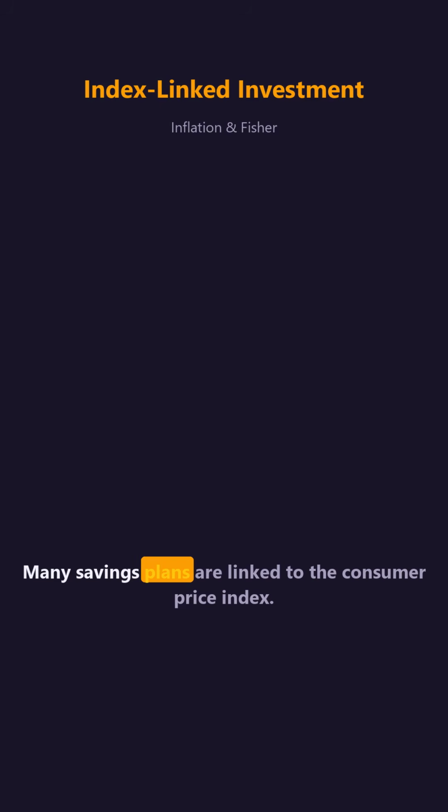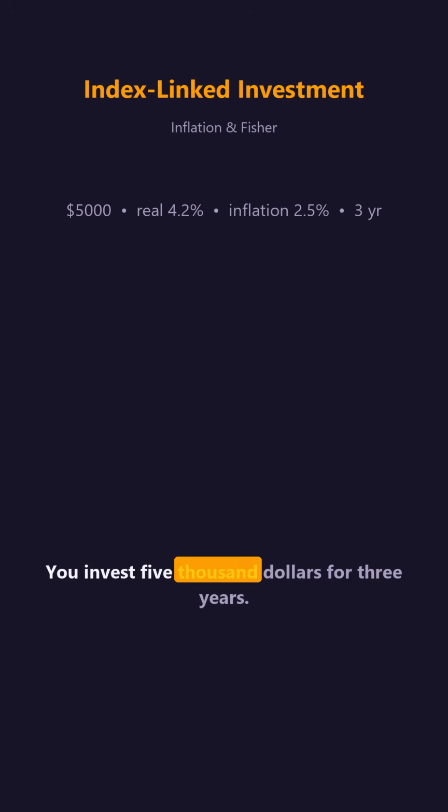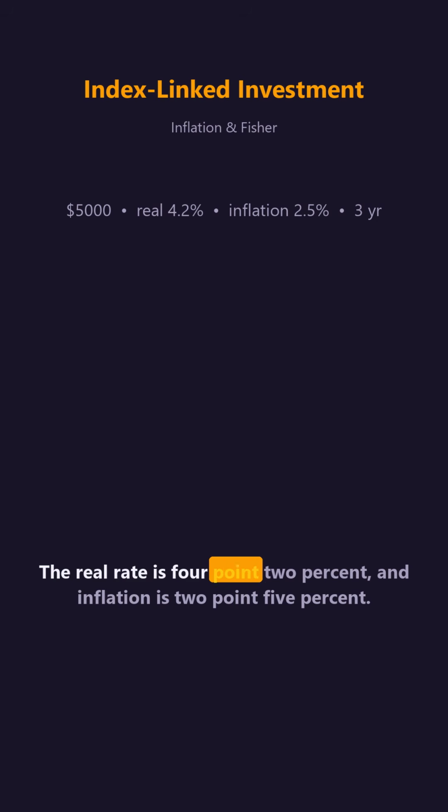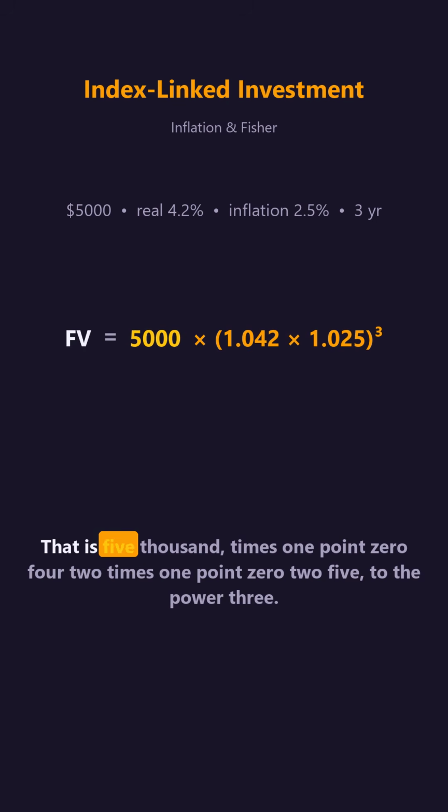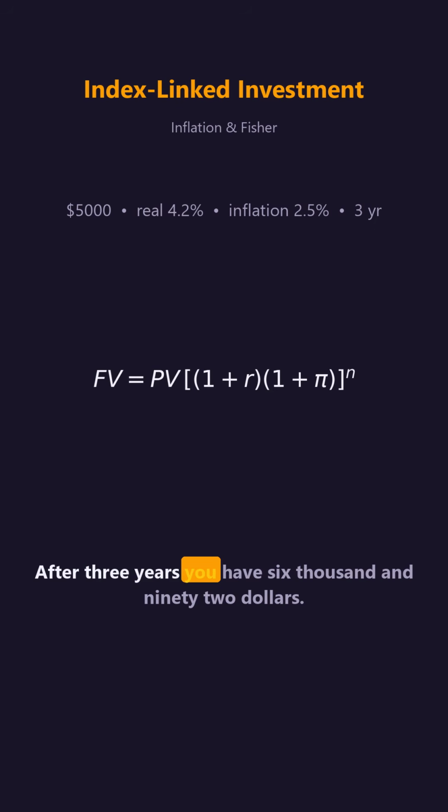Many savings plans are linked to the Consumer Price Index. You invest $5,000 for 3 years. The real rate is 4.2%, and inflation is 2.5%. Your money grows by both the real rate and inflation. That is 5,000 times 1.042 times 1.025 to the power 3. After 3 years you have $6,092.